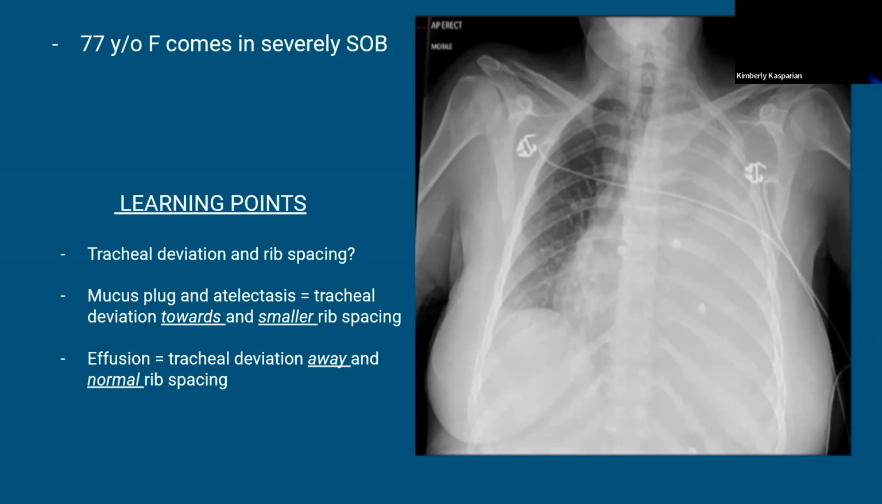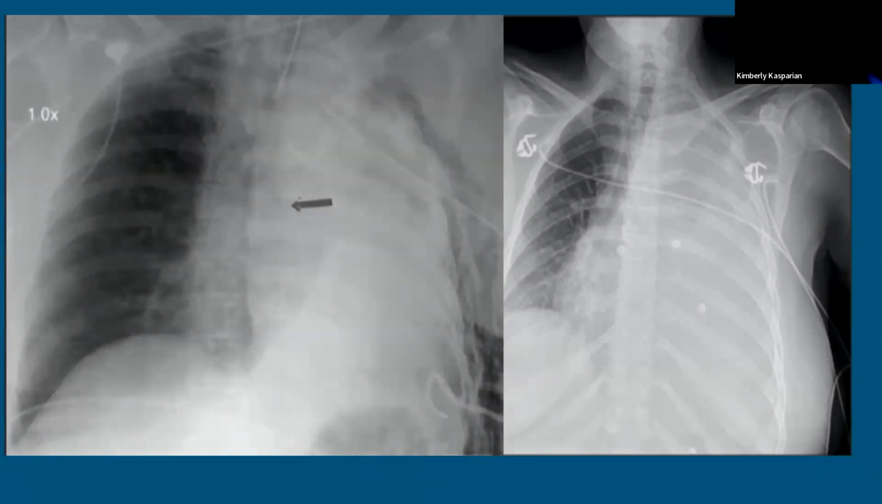Let me see if I have another example of that. Oh God, that's a horrible picture. I'm sorry. The only thing I wanted to point out on this one is this is going to be a white out on the right lung, but this is atelectasis from a mucus plug. So it's kind of hard to see, but the trachea is kind of deviated to the right side up here.